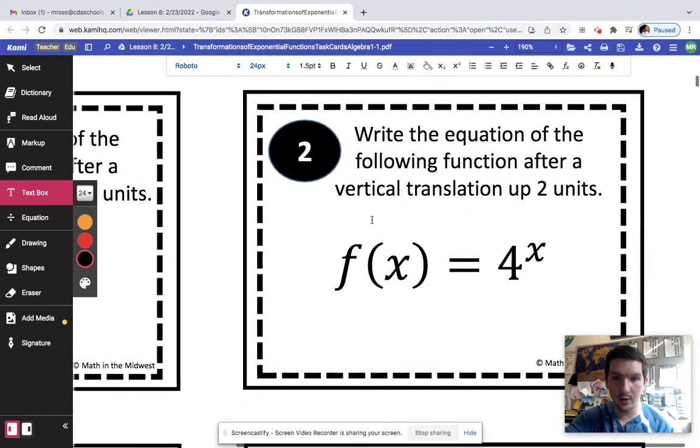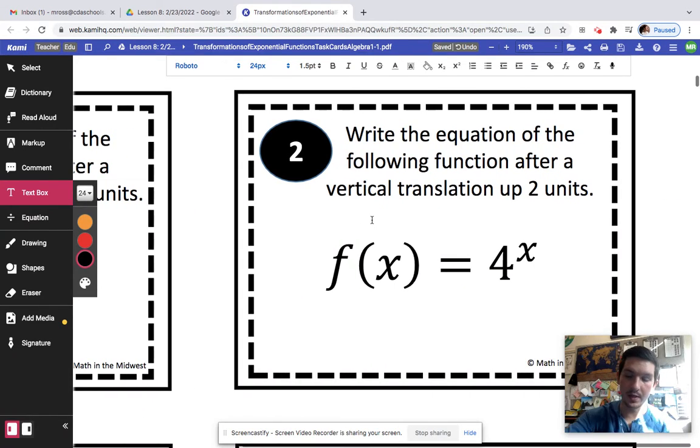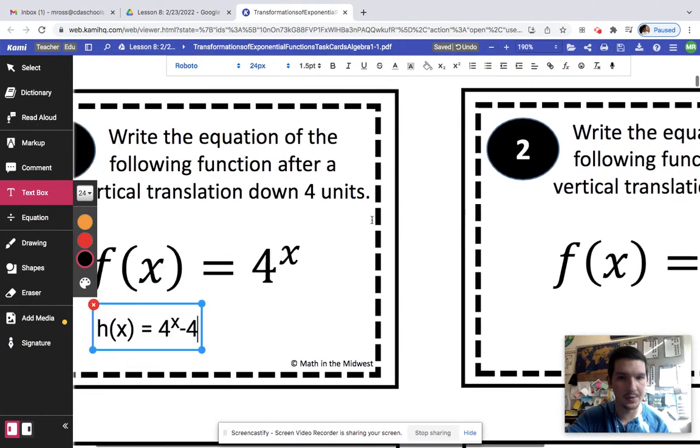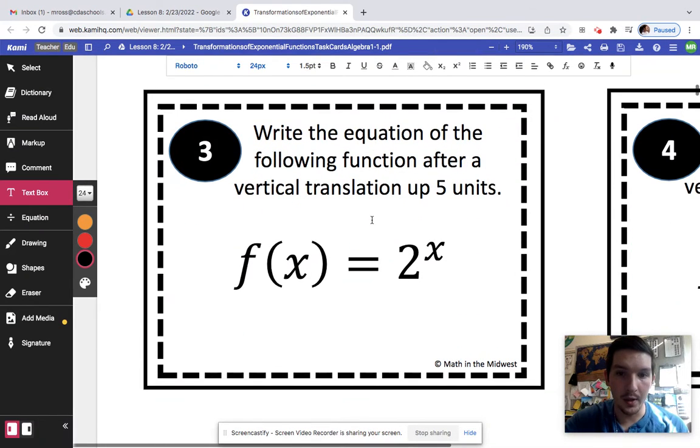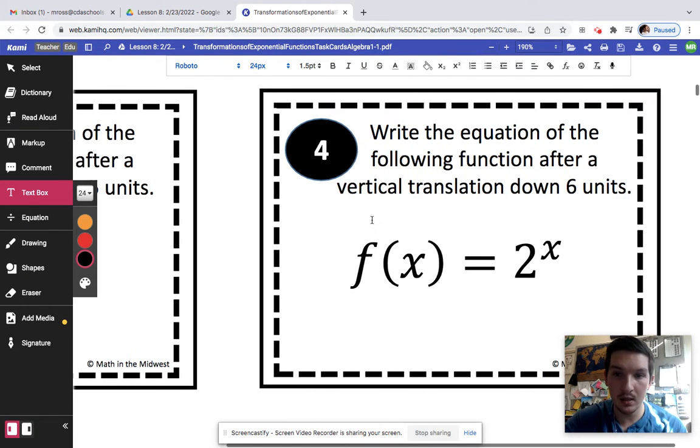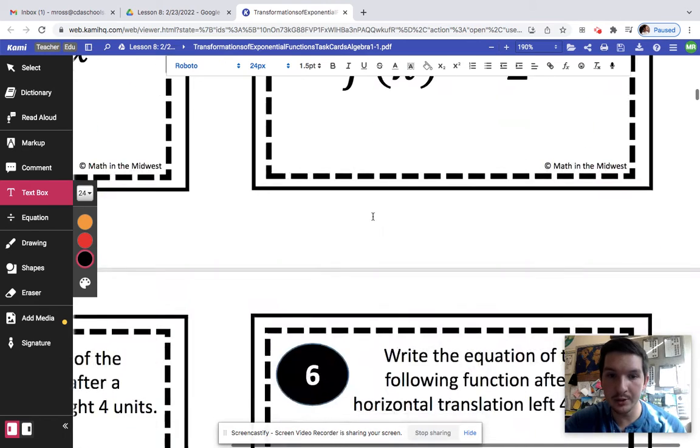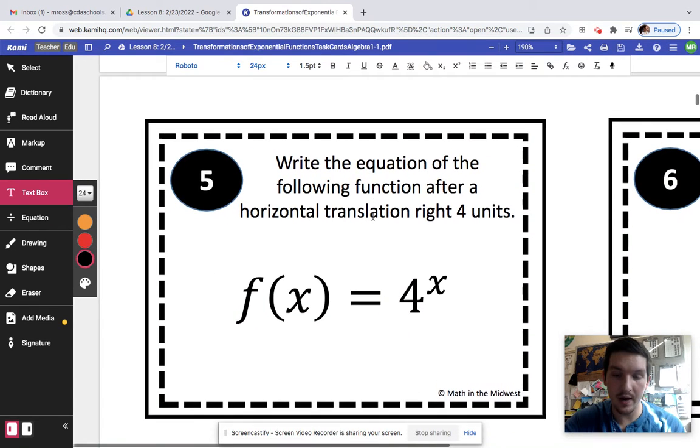Okay, the same thing falls for 2, but now we're going up. So think about it. Are we going to be subtracting 2 or adding 2? 3 says exact same thing. 4 is the exact same kind of problem. 5 is now going right.